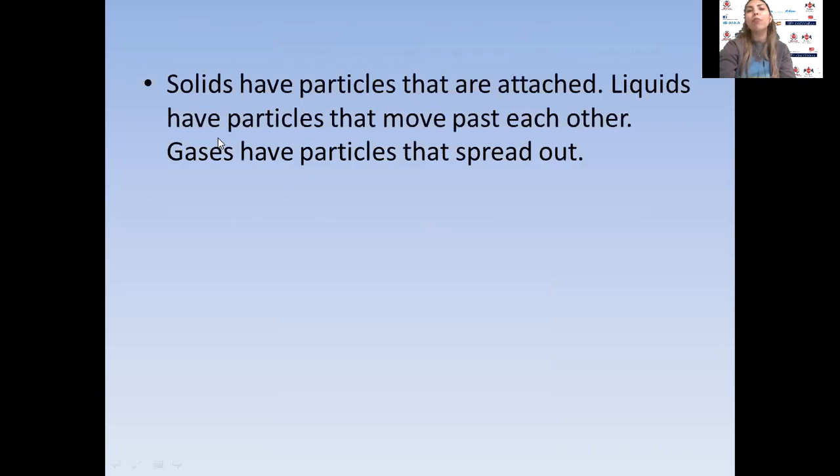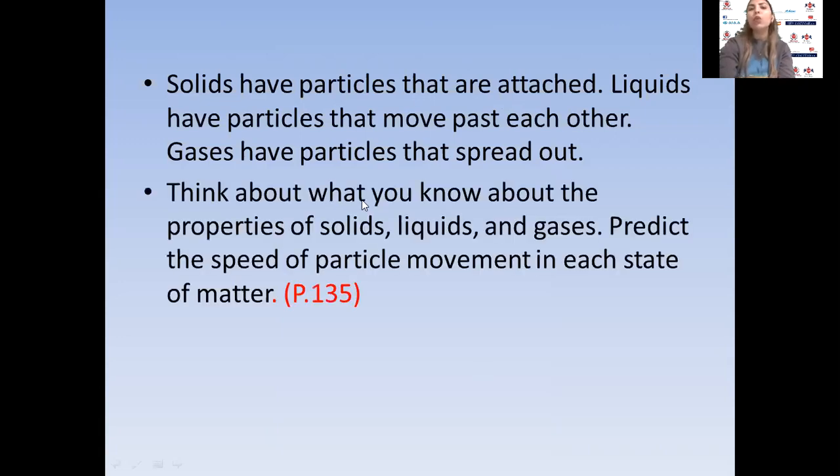Also, solids have particles that are attached. Liquids have particles that move past each other, move around each other. And gas have particles that spread out. This is the arrangement of particles or atoms inside each state. Think about what you know about the properties of solid, liquid, and gas. Predict the speed of particle movement in each state.